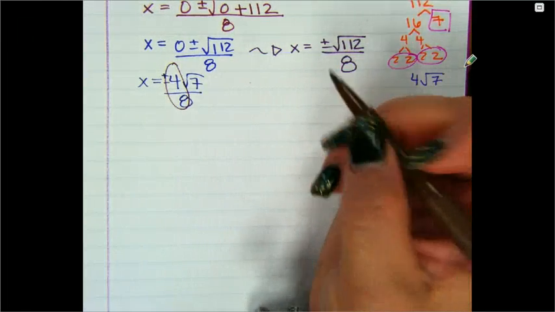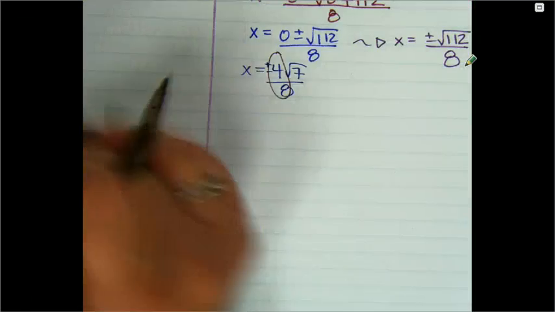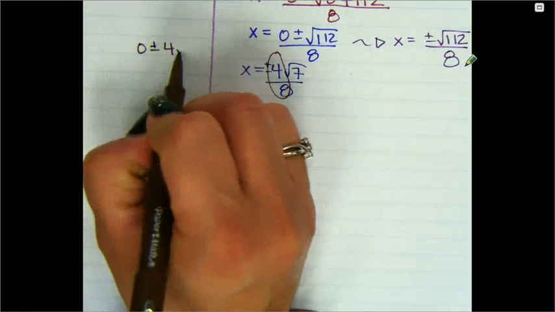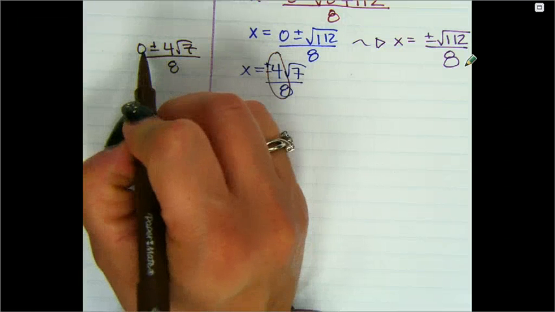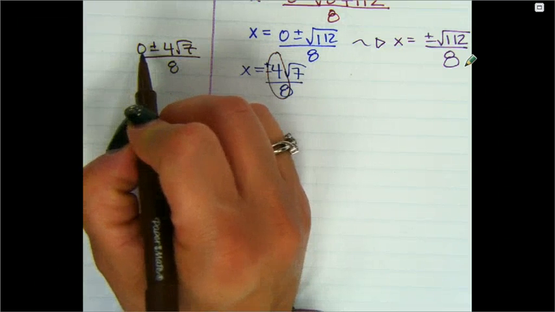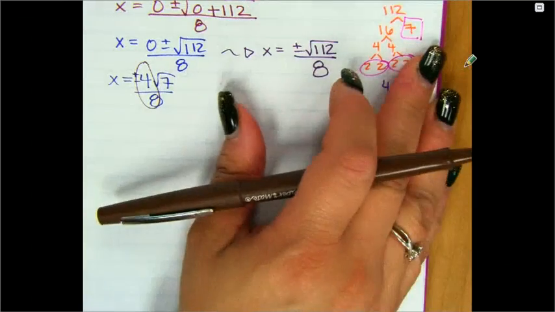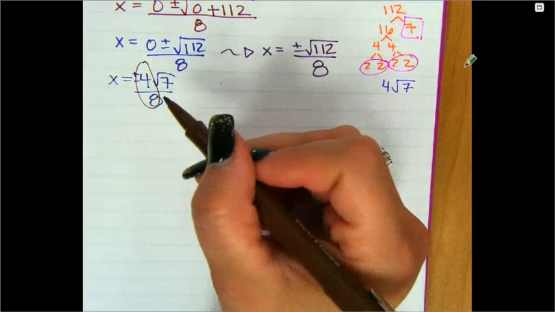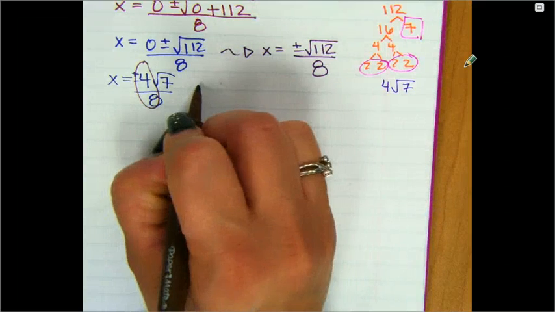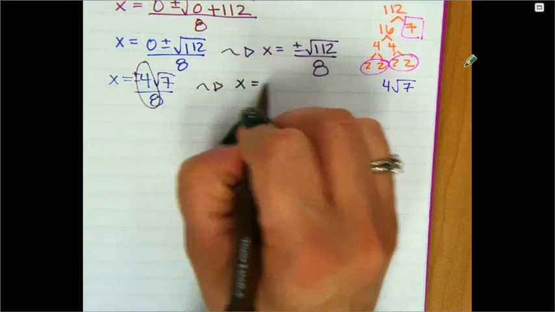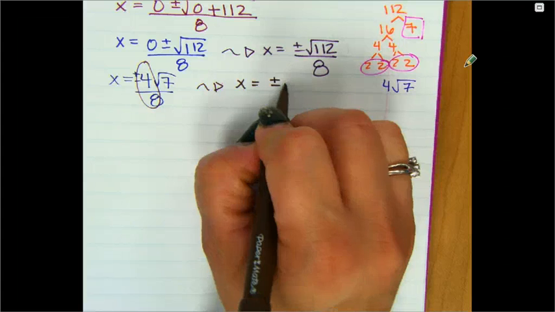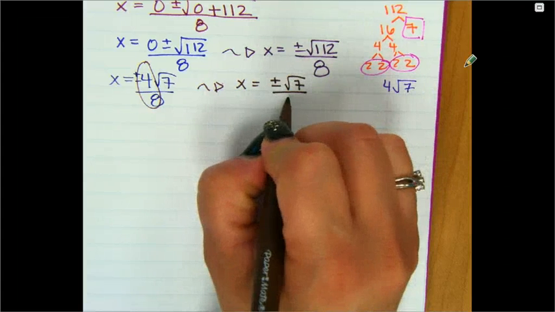If I leave the 0 in the front, it's 0 plus or minus 4 radical 7 over 8. Can I divide this by 4? Yeah, because it's still 0. So I don't need it on this one. The only time it works is when you just have the plus or minus. So we get x equals plus or minus radical 7 over 2.